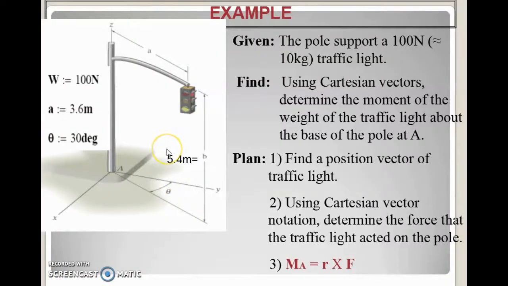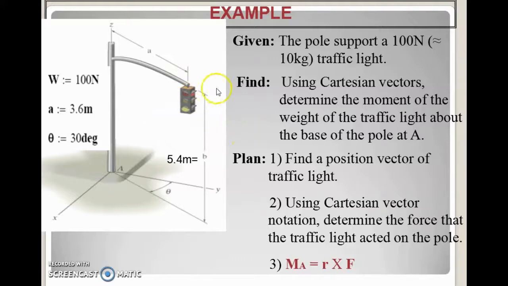Okay, now let's do some example here. If we have a traffic light system like this, okay, so this is the traffic light. This is directly the load or the force. Okay, this is the force here, and then we need to find the line of action. Still remember the line of action and the F. If we multiply the line of action and the F, it will equal the moment.